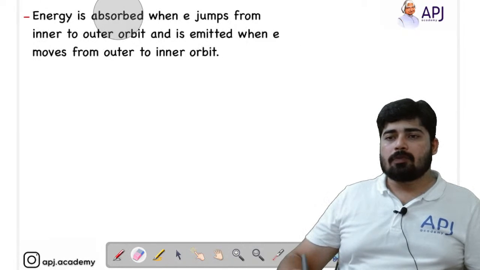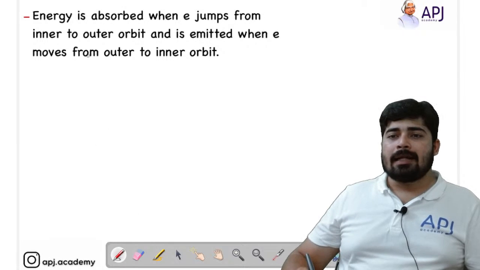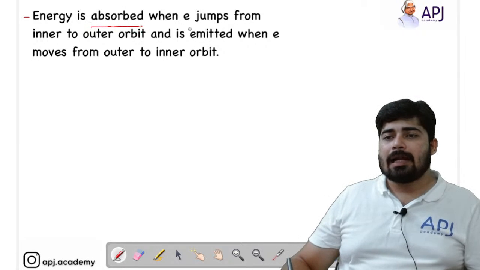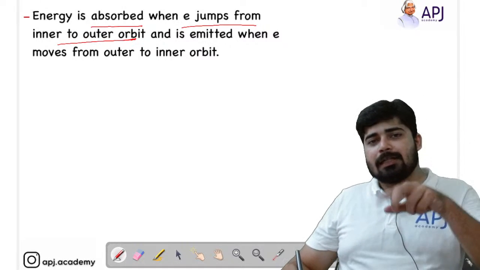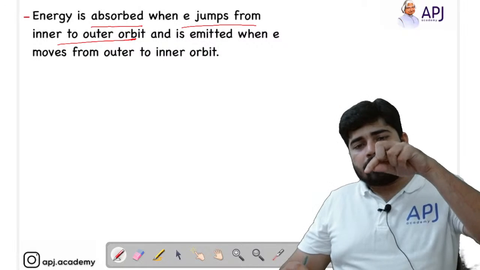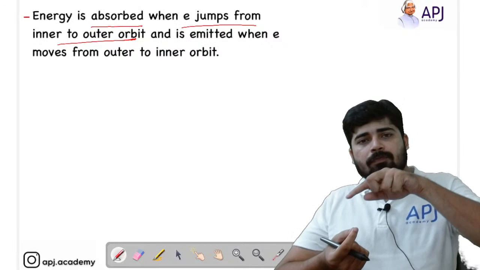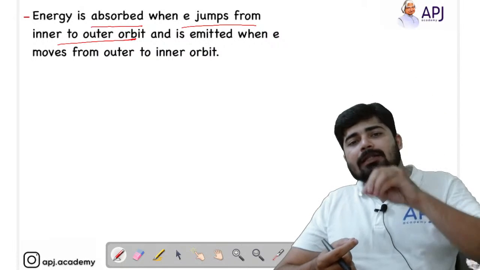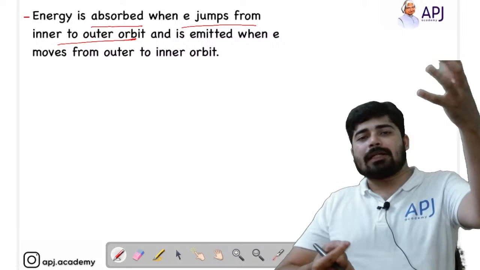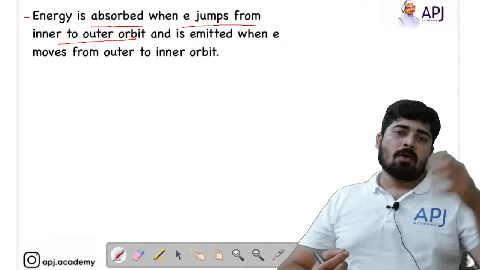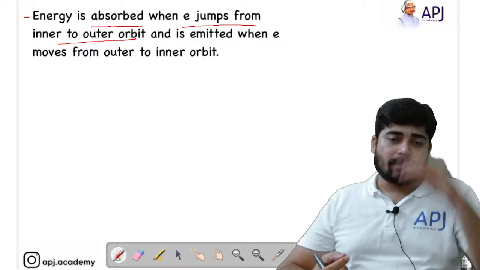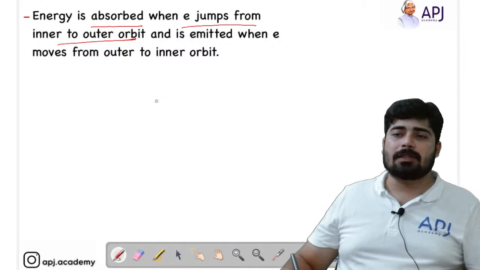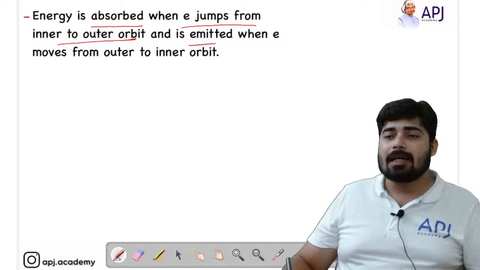Now this is what we have just explained. Energy is absorbed when an electron jumps from inner to outer orbit. Inner means the orbit which is closer to the nucleus. Outer means the orbit which is away from the nucleus. So when it jumps from inner to outer orbit, it has to absorb energy. When it comes back to the inner orbit from the outer orbit, the electron will release energy. That is, energy is emitted when an electron moves from outer to inner orbit.